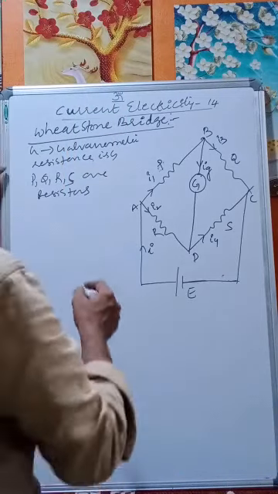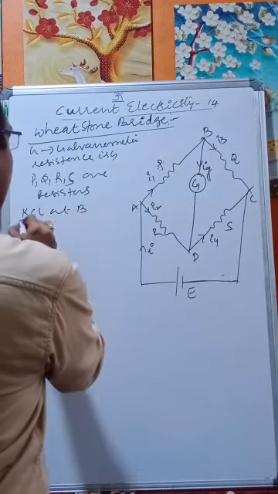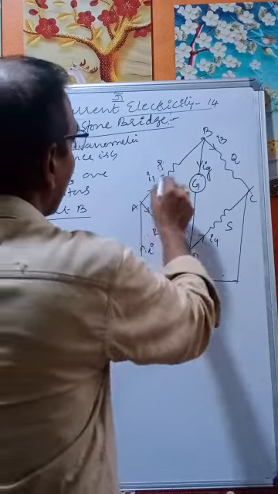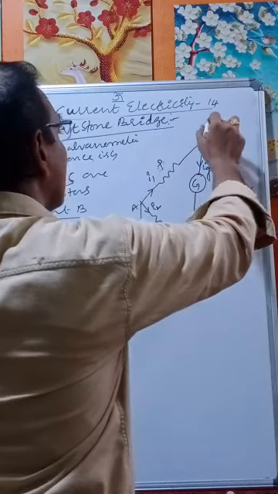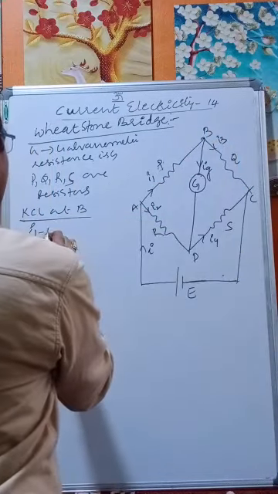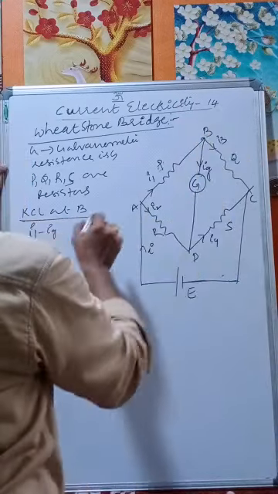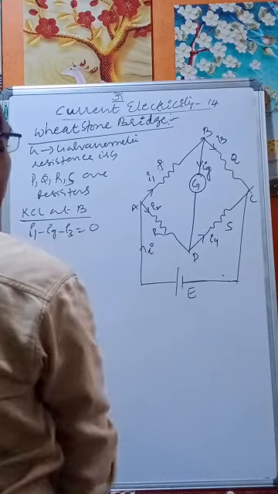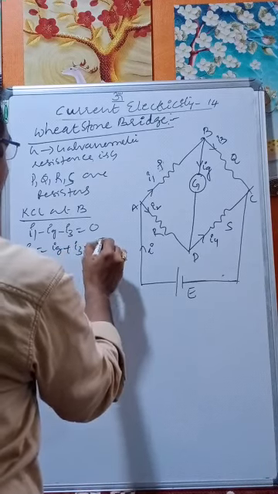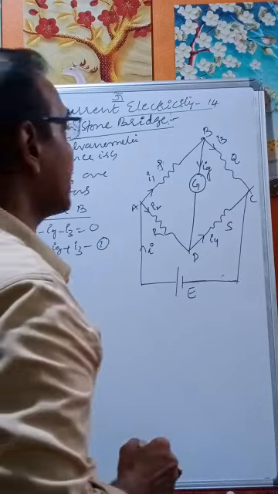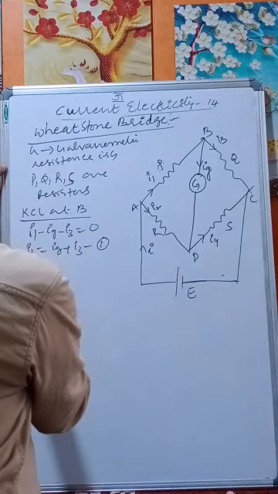Now apply KCL at B. What have we taken? I1 is flowing towards the junction, and IG is away from the junction. Therefore minus of IG. I3 is away from the junction, therefore minus of I3 is equal to 0. This implies I1 equals IG plus I3. Equation 1: I1 equals IG plus I3.